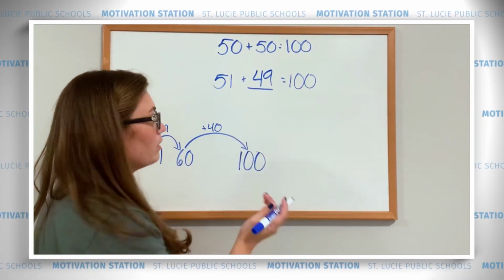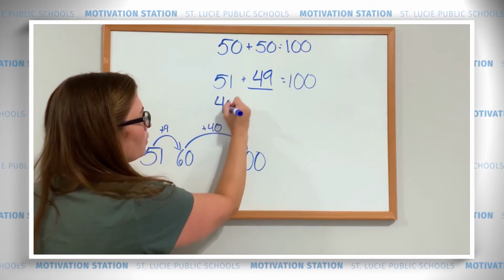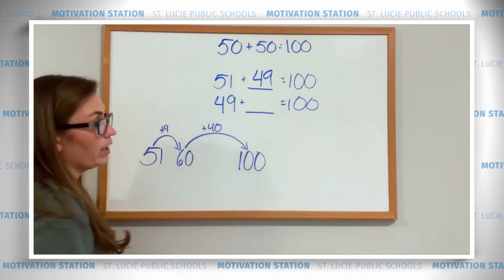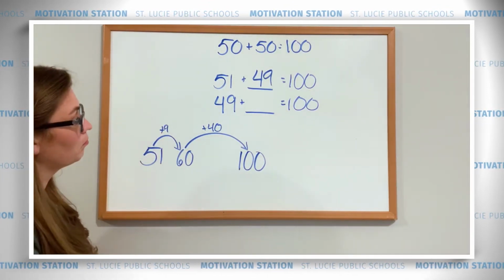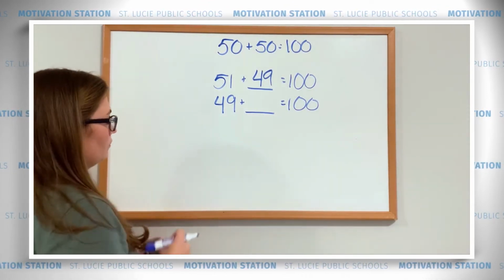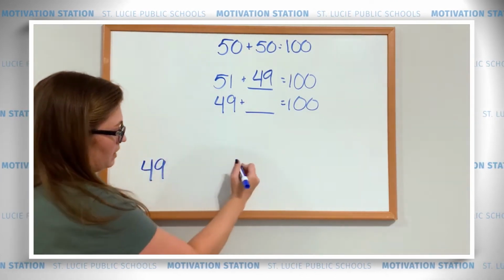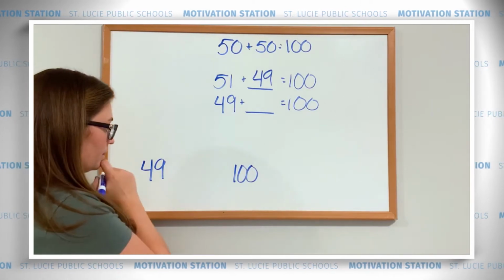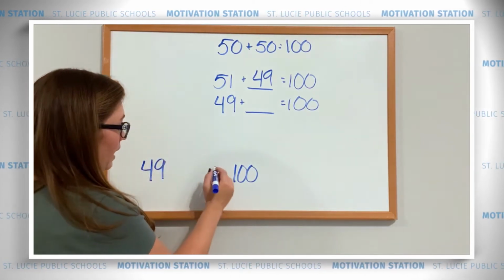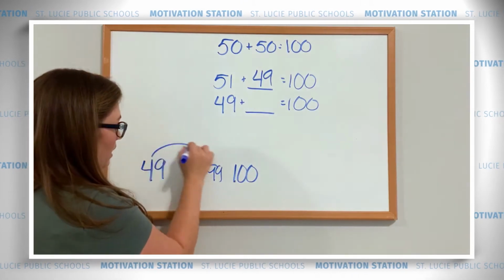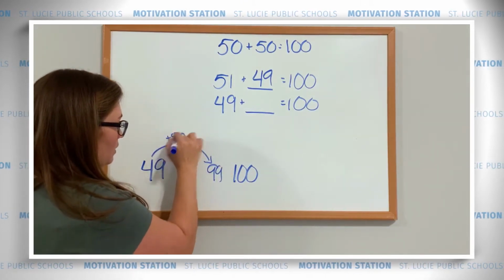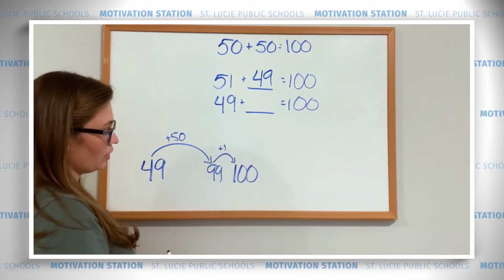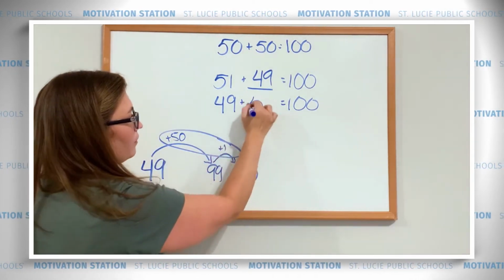Is the same true in reverse? Is 49 plus 51 100? Well, let's find out. 49 to get to 100. Well, I can get to 99. 49 plus 50 equals 99. And then I just need a little plus 1 to get to 100. And that would be 51.